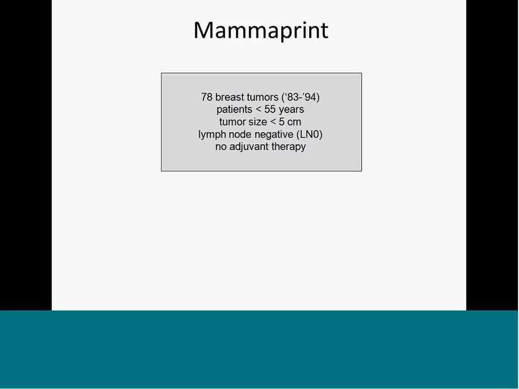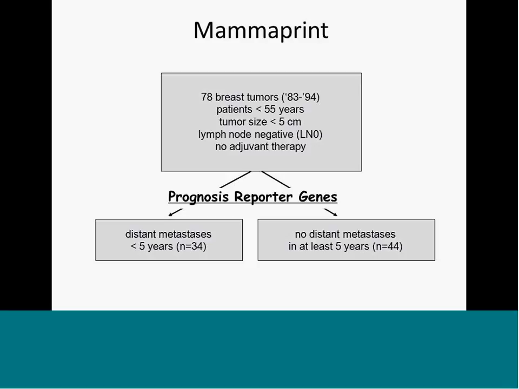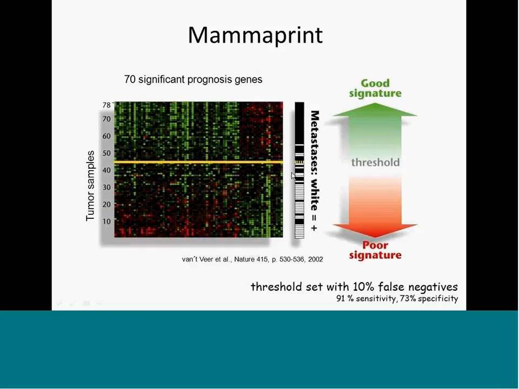So MammaPrint is for early stage breast cancer, and what they did, based on whether or not patients recurred, just like the RT-PCR, was develop a gene classifier. They developed 7 genes which are prognostic, and if your sample had this phenotype or represented this type of gene expression, you had a good signature, and if it's like this, a poor signature. So very similar to the RT-PCR, except in the Oncotype DX, they developed a quantitative recurrence score to say whether or not you're good or bad.